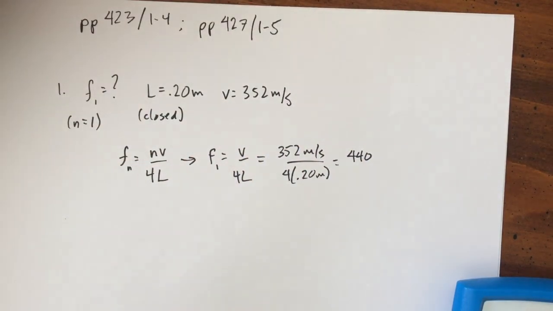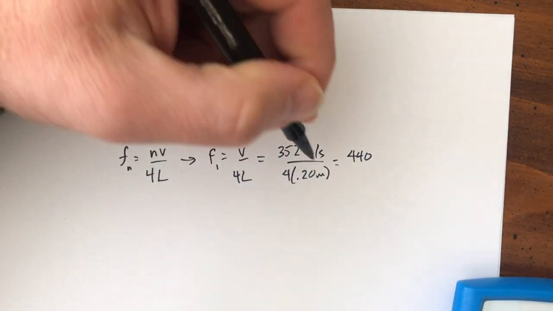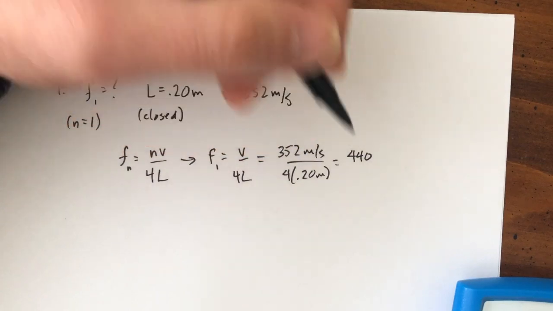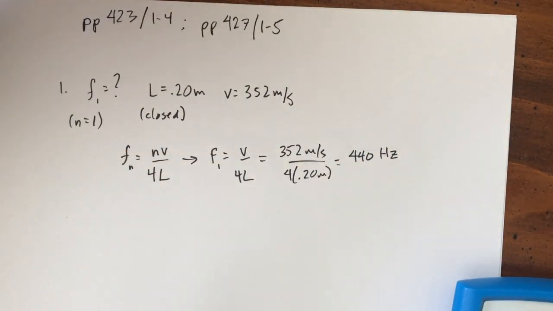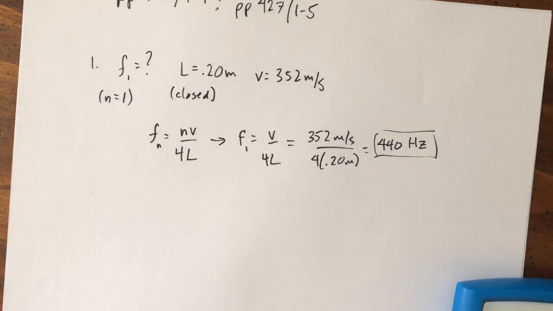And you might say, well, what's the unit on this? It's meters per second per meter, which is really just cycles per second, which is the unit for frequency, which is also known as hertz. All right, so that's number 1.